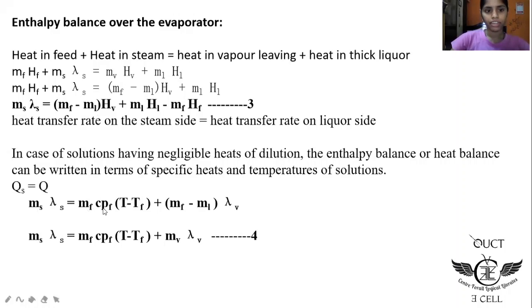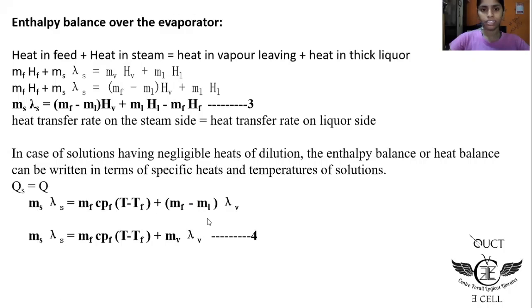So MF times the specific heat at the feed side times T minus TF, final temperature minus initial temperature, where TF is the feed temperature and T is the thick liquor temperature, plus, at the vapor, MF minus ML from equation 1, times lambda V. So MS lambda S is equal to MF CPF (T minus TF) plus the vapor term. So this is our energy balance equation. This is our material and energy balance for the single effect evaporator.